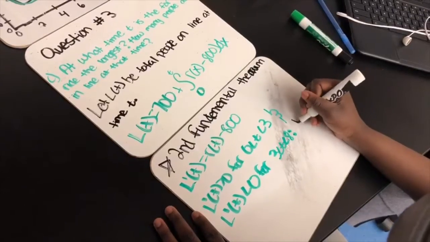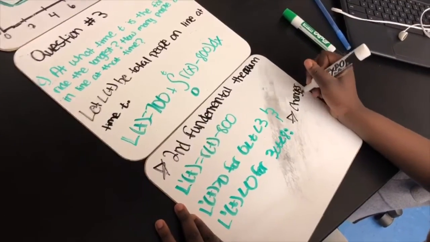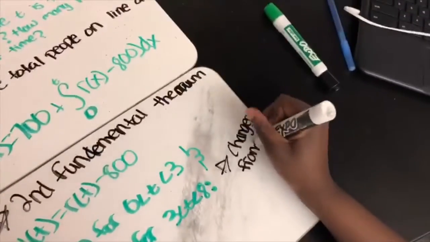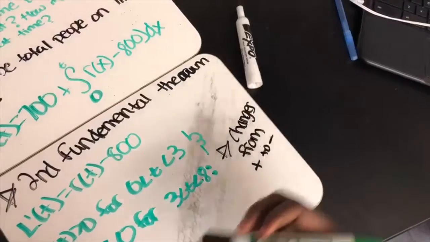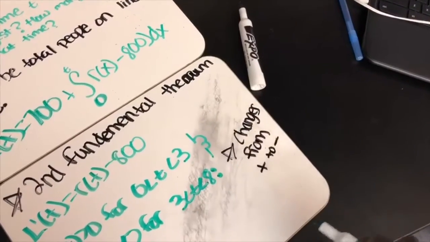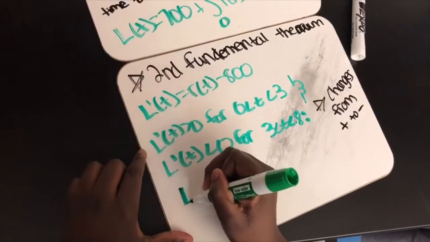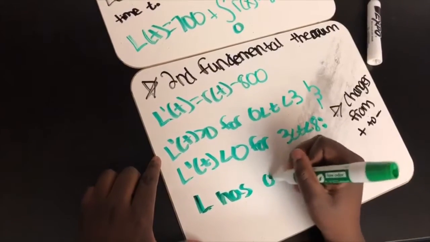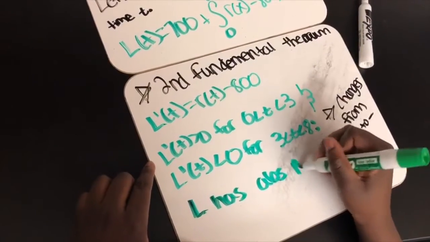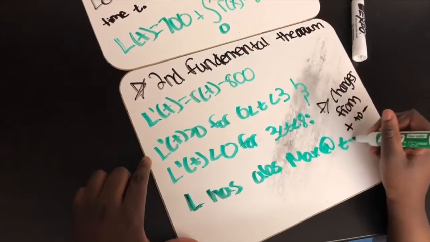So, star this, guys. In the graph, you see how it changes from positive to negative. So, that's a critical point. Please remember it. When it changes from positive to negative, L of t has a maximum. So, you see that L of t has an absolute maximum at t equals 3. That's very important, so please don't forget. L of t has an absolute maximum at t equals 3.